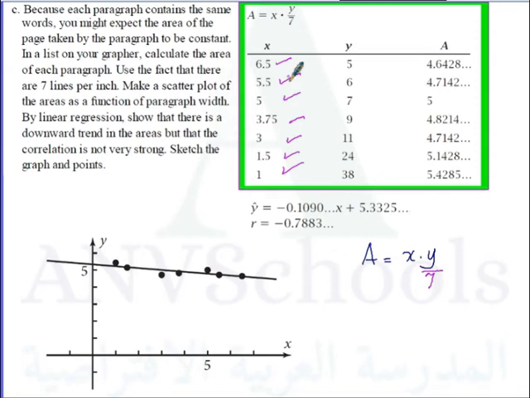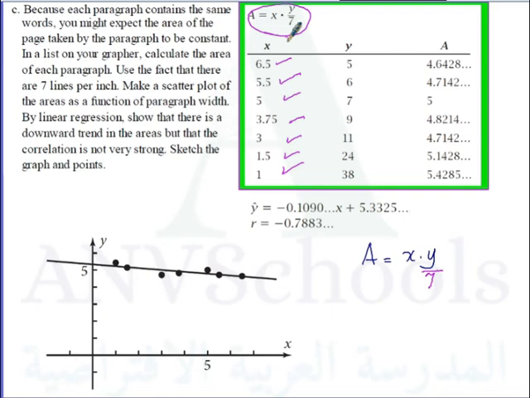And then you decrease the width, make it 5.5, and you get 6 lines for the paragraph, and then your area is 4.7142. Okay, and then you decrease it again to 5 inches. The width becomes 5 inches, so your y accommodated is 7 lines. The area is 5. We're using this formula. And if it's 3.75, then the y is 9 and the area is 4.8214.